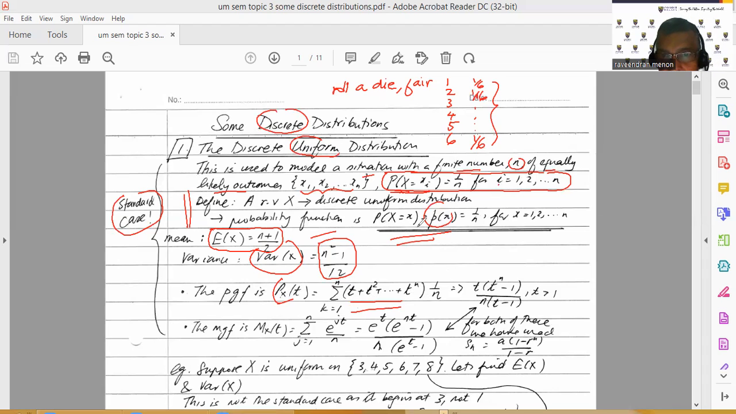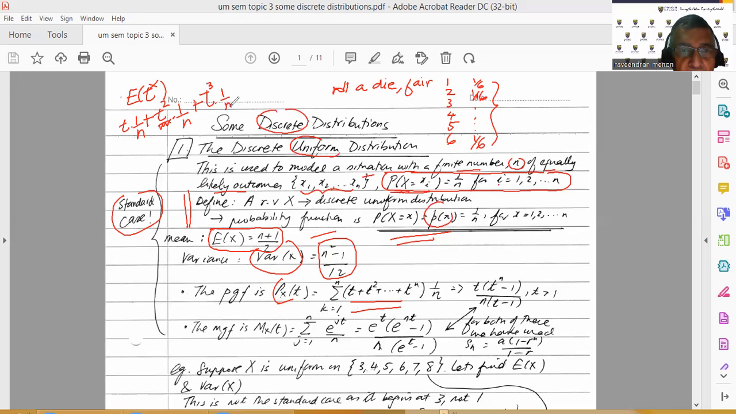Again, the idea is not hard, right? Let me write it here. The idea is not hard. We are looking at the expected value of t to the power of x, right? So you start with x equals 1. So I have t times 1 over n, plus, remember, it's a summation, right? And then the second value is t squared times 1 over n. Then go to the next one. Let me write one more. T cubed times 1 over n.